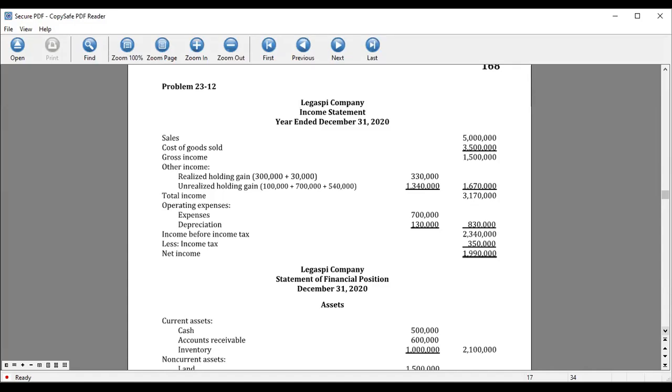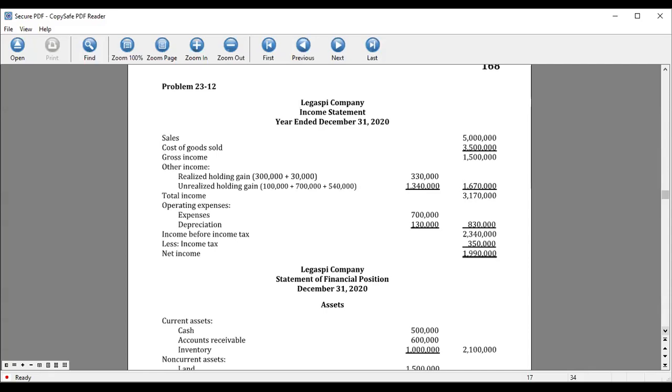Inventory at current cost is 1 million, in lieu of 900,000 in the financial statements. Then land is 1.5 million, so only 800,000 in the listing of the assets. Then equipment is 1.6 million. We have the depreciated cost of 900,000. Now the income statement, following the guidelines that we have just learned in the PowerPoint presentation.